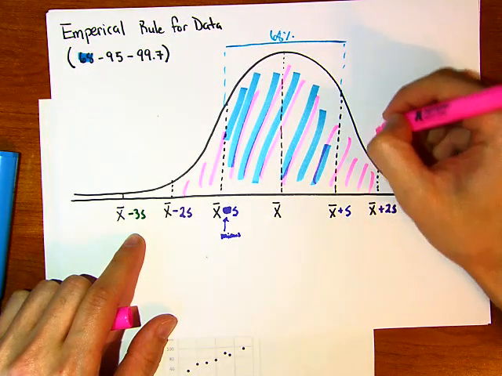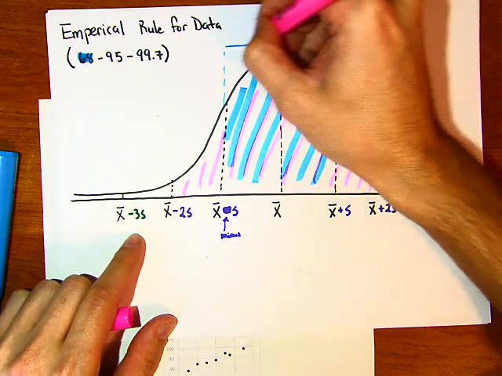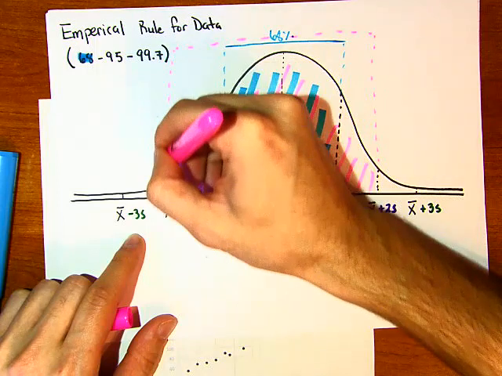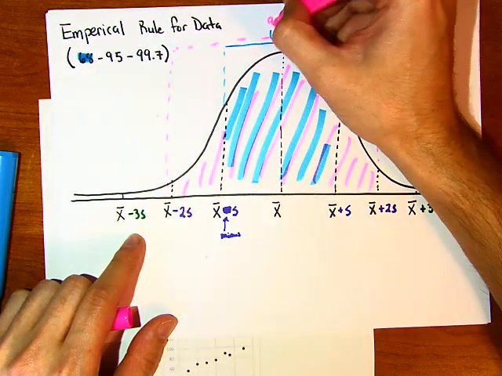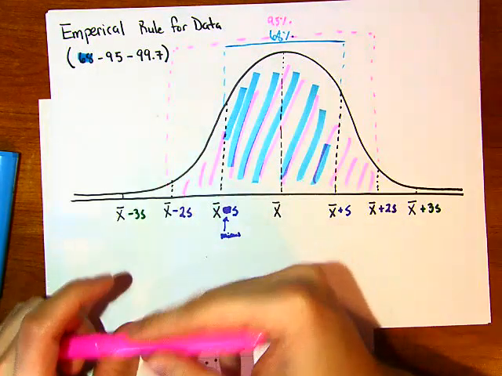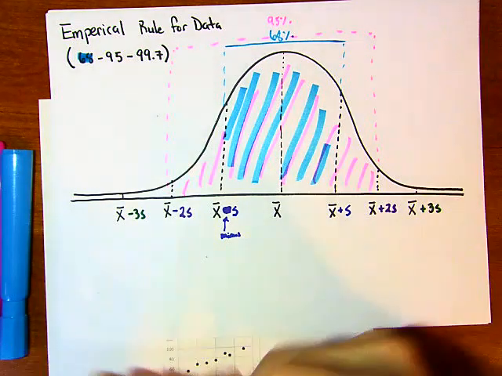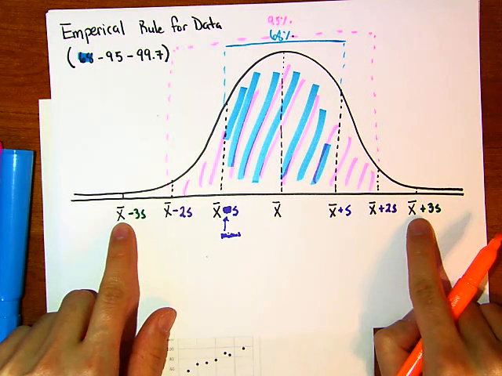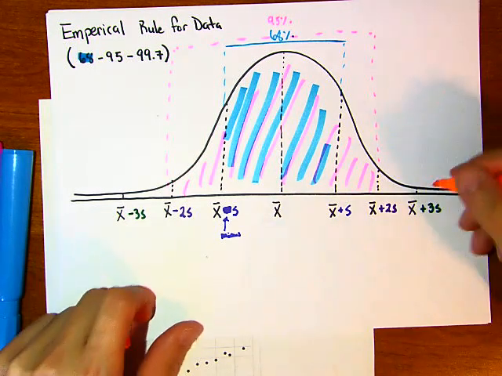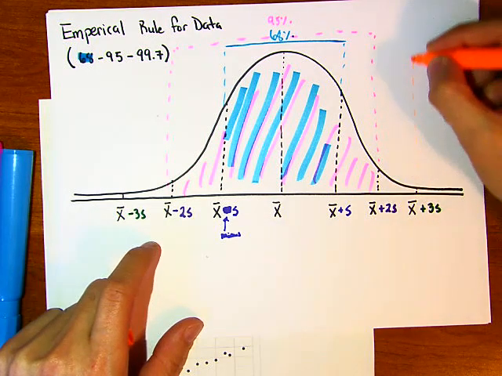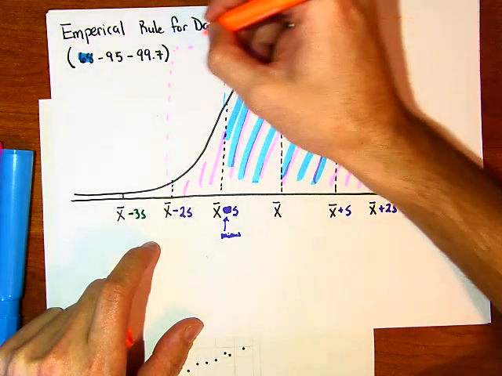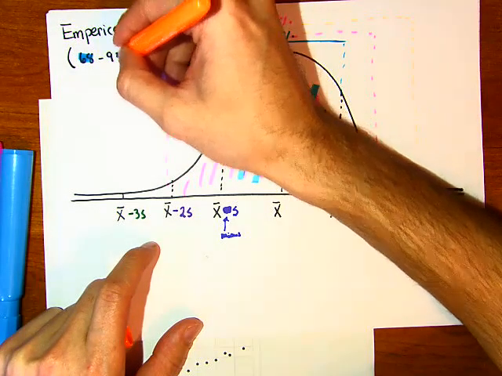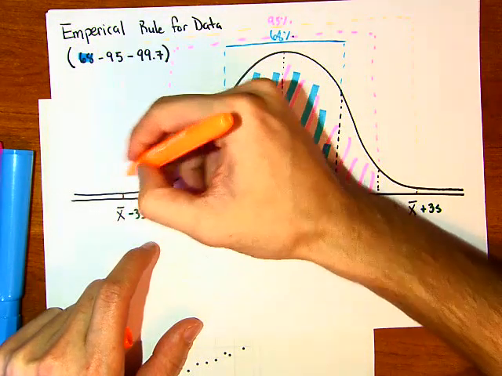we're going to say that this is 95% of our data values. So this is 95%. Okay? And for the last one, for 3 standard deviations to the right or to the left of the center, then we have 99.7% of our data values.